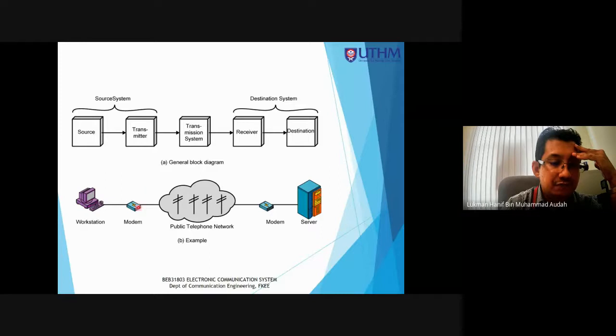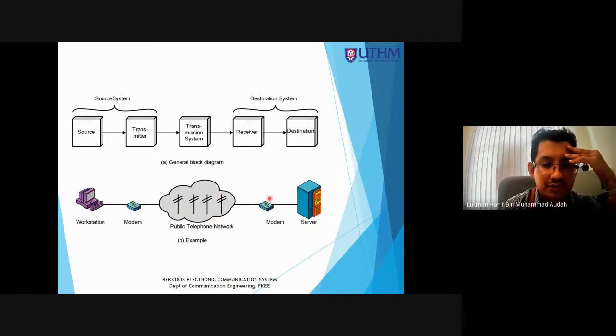Modulation demodulation device, which converts the input data into a suitable signal for transmission across the channel. So this is a network of channel. Okay, sampai di sini dia akan demodulation process and then pergi kepada server. Server will process the request from the workstation. Okay, so you request to view the UTHM website. So the server will provide the information of the UTHM website, and then send to the workstation.